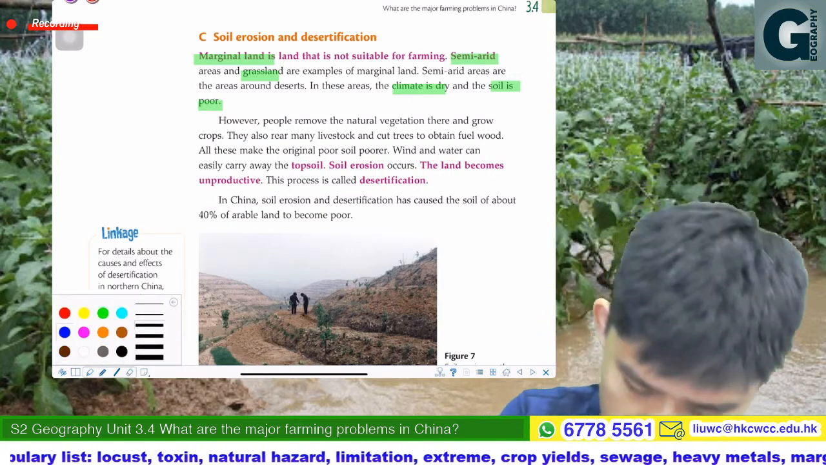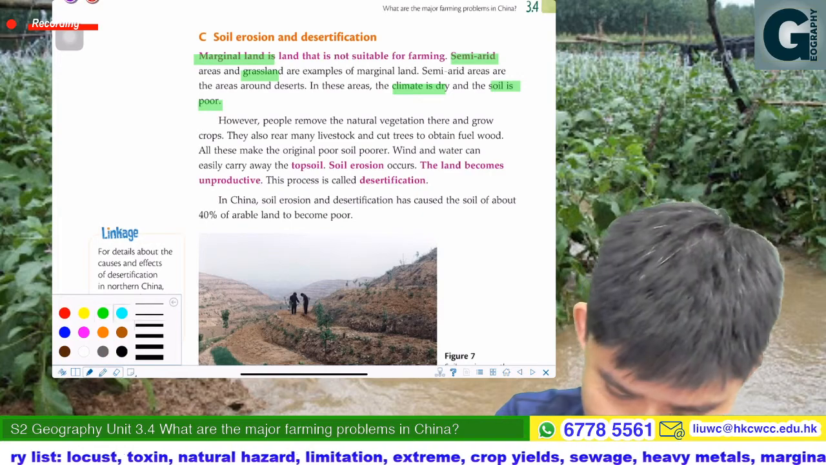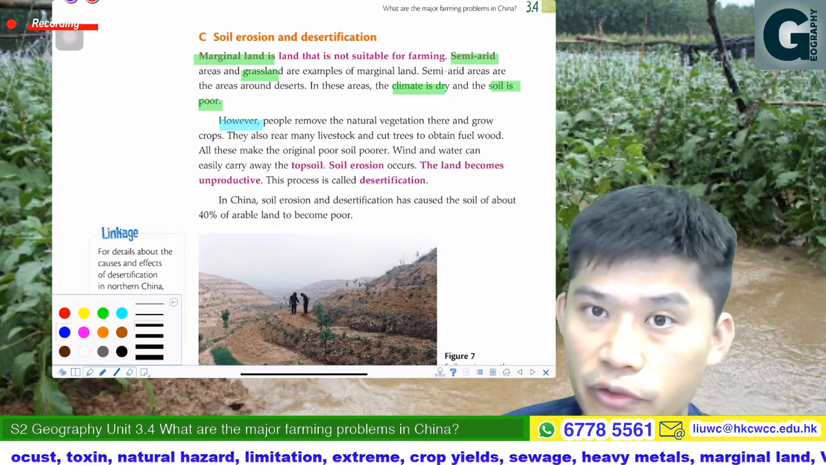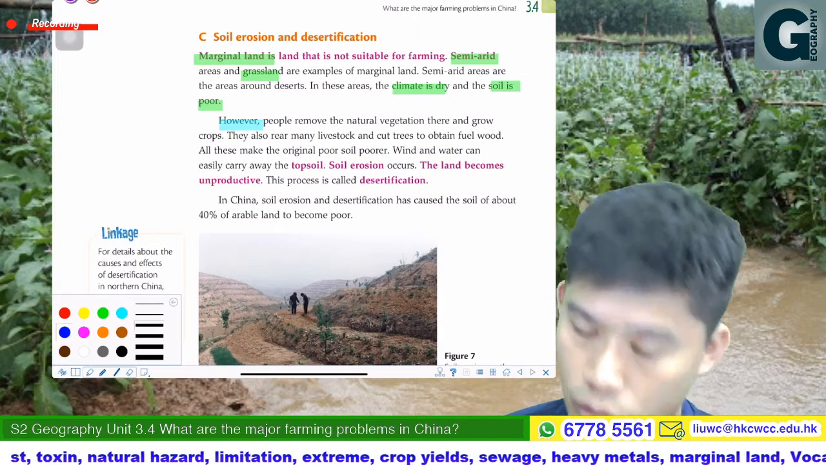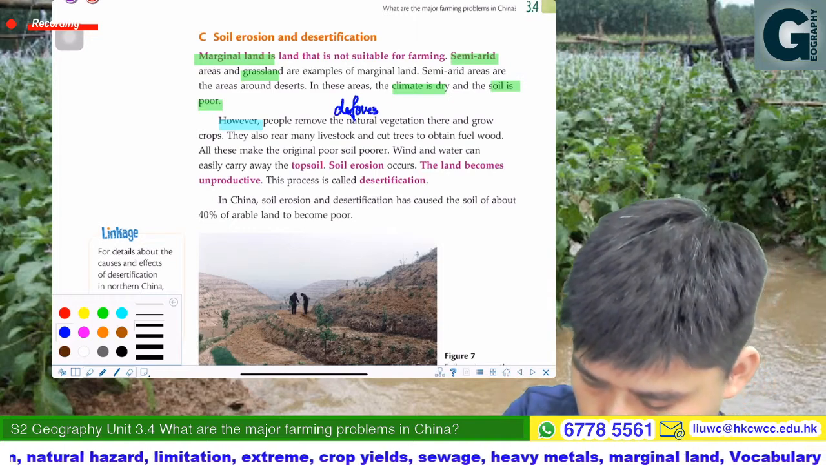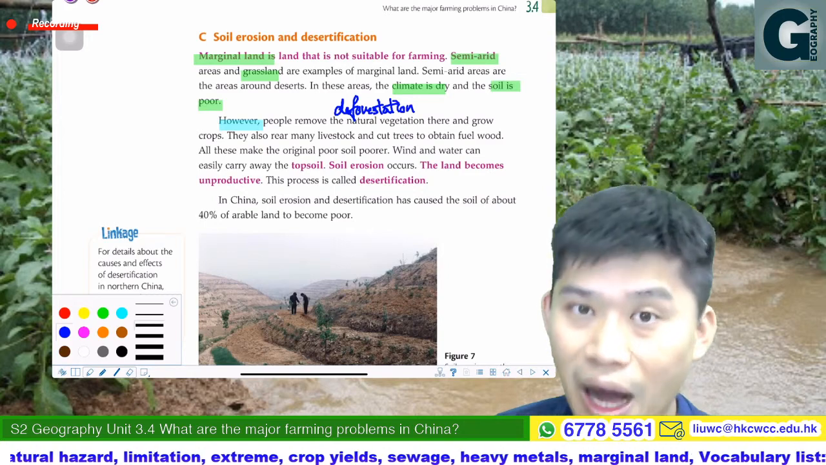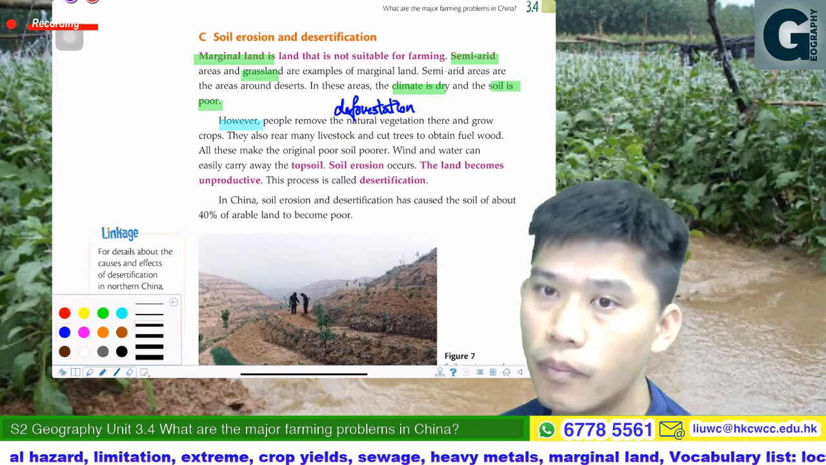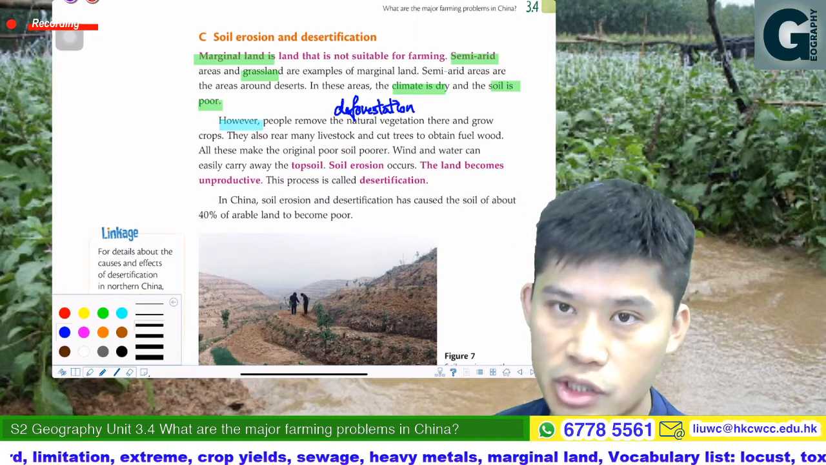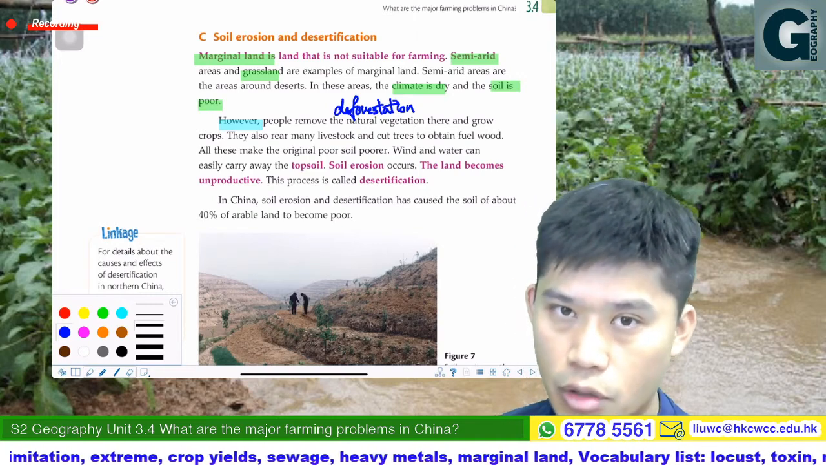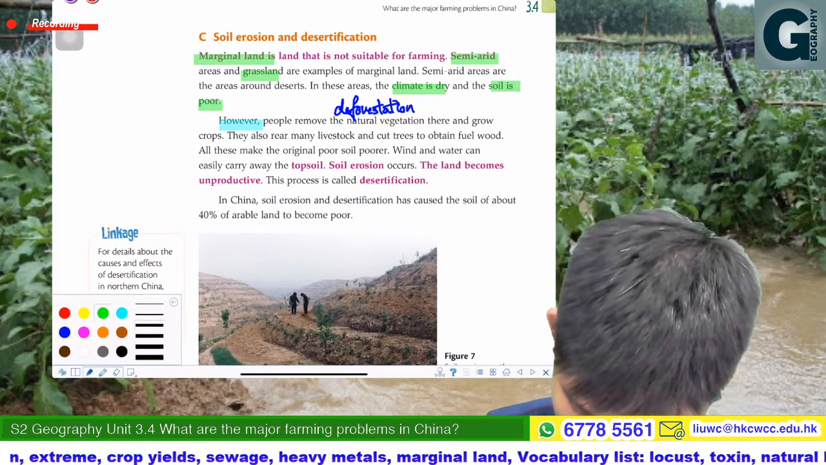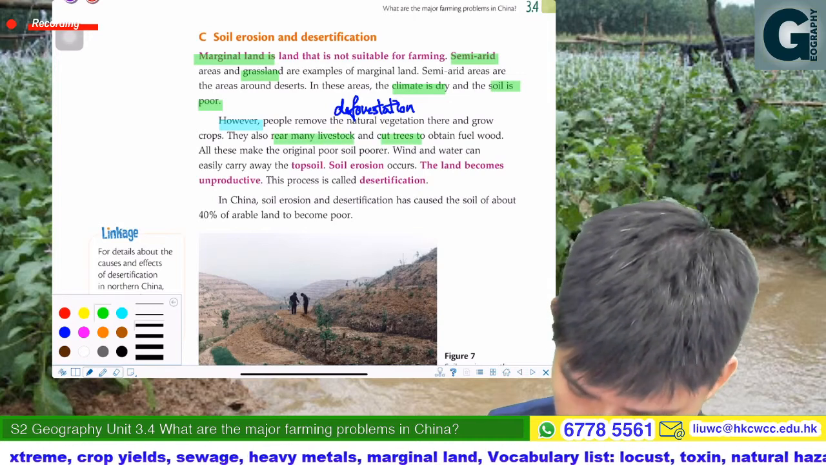However, okay, you can see that the word however. 但係啦，但係有啲情況出現啦，咁咩情況呢？People remove the natural vegetation there and grow crops. First, we may say it, deforestation, okay, would occur. Why? Because people want more land, they want more food. That's why they would carry out the deforestation. They would remove the natural vegetation cover there and then grow crops. And also, they rear livestock, many livestock, and cut trees to obtain fuel wood.